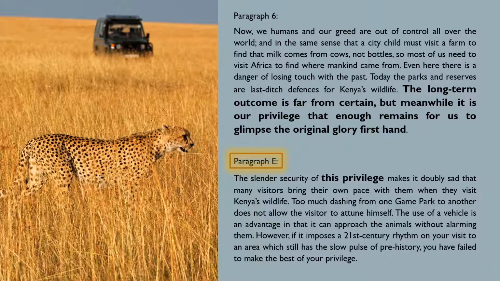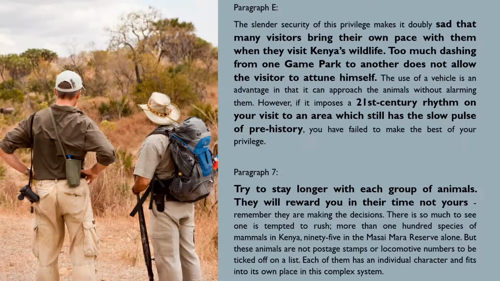We can see here that the privilege mentioned at the beginning of paragraph E refers back to the privilege the writer mentions at the end of paragraph 6, of being able to witness the glorious sight of Kenya's wildlife. Are there any links between paragraph E and paragraph 7? Yes, there's a logical link here.